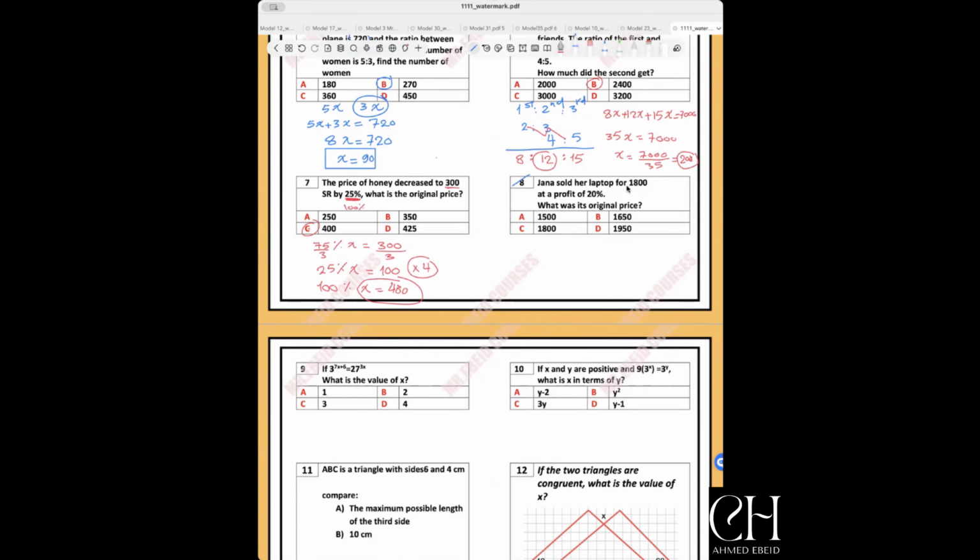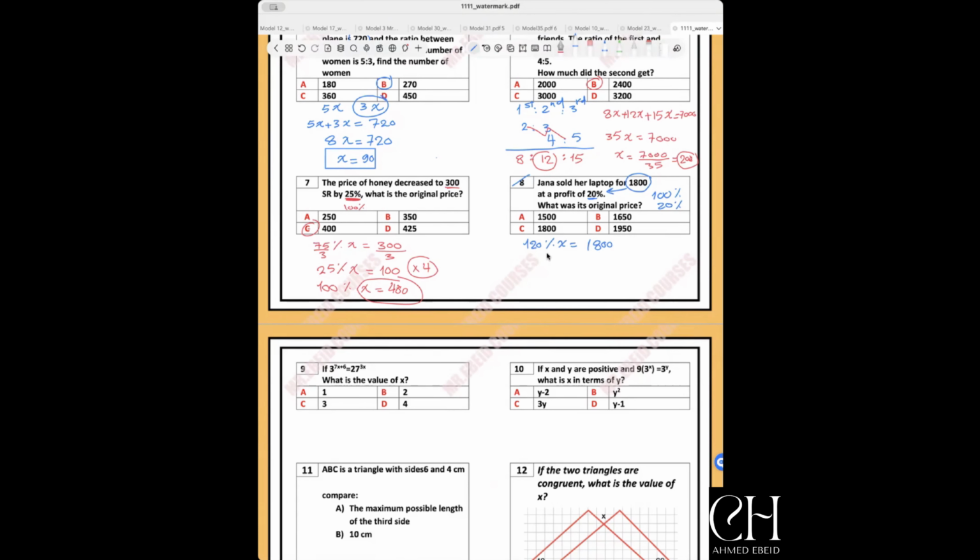Jana sold her laptop for 1,800 at a profit of 20%. What is the original price? To find the original price, note that this price is after increasing, after the profit. So 120% of x equals 1,800. From where 120? You know that the original price is 100%, and the increase is 20%. If you add them together, it will be 120% of x.